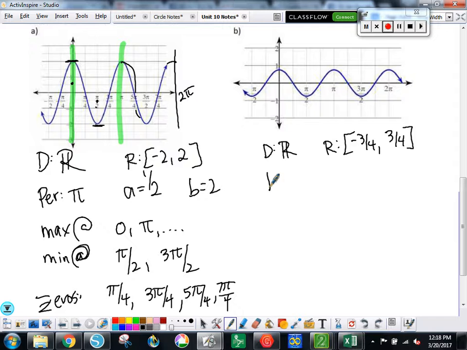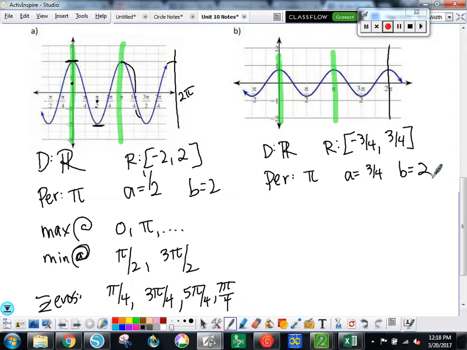What's the period? It starts here. Where does it end? Here? So the period is what? Pi. What does A equal? 3/4. And B equals, here's the 2 pi right here. So how many cycles are there between 0 and 2 pi? 2. So this is a case where they would be different, right?